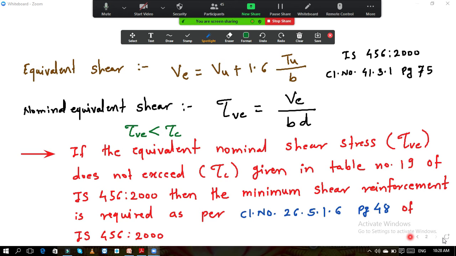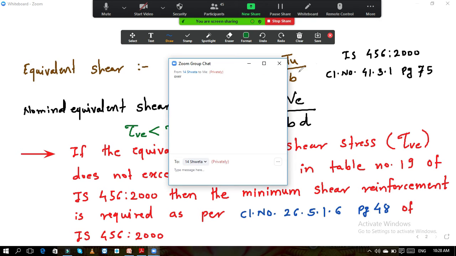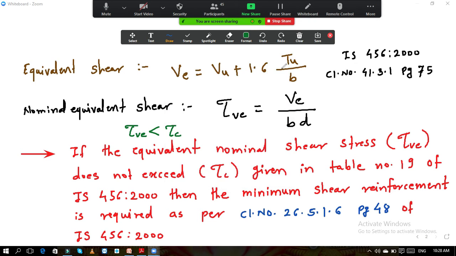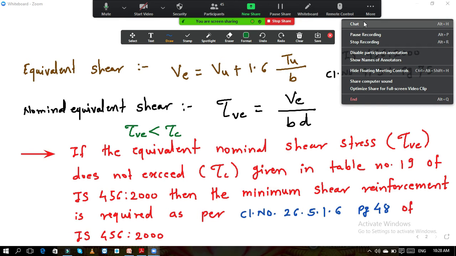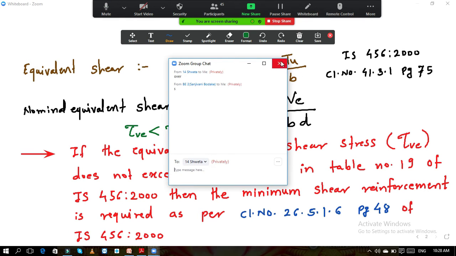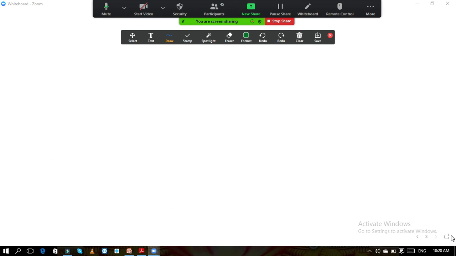Is it over? Is it over? Okay, so now the next important point is our next important point.